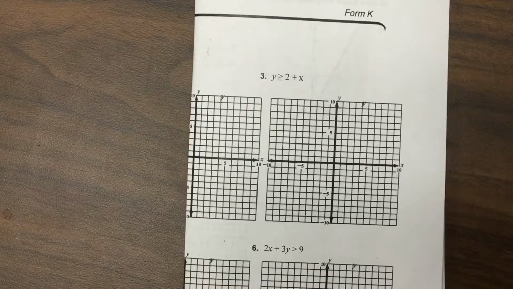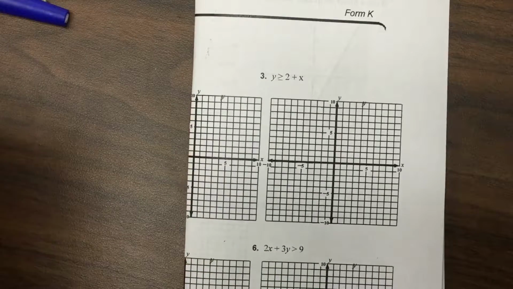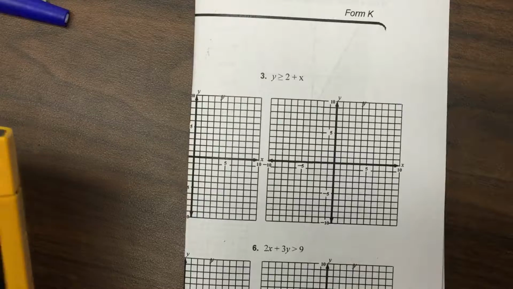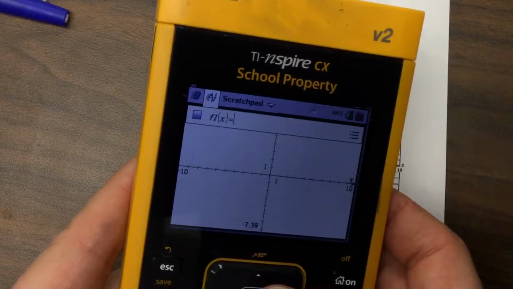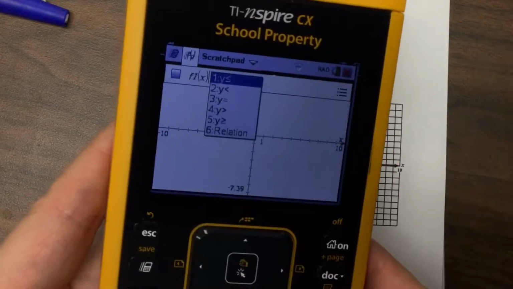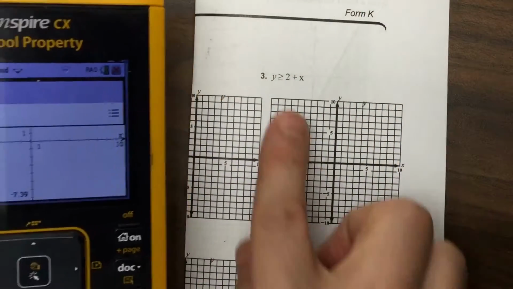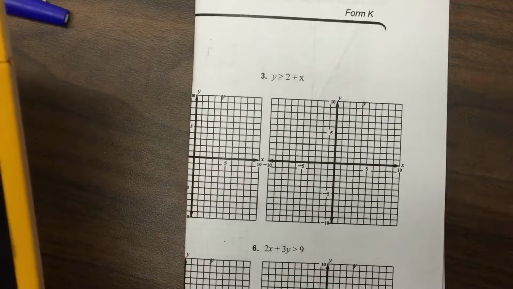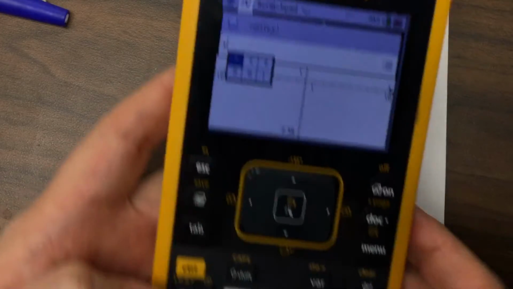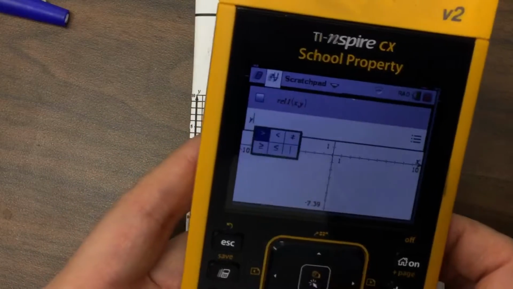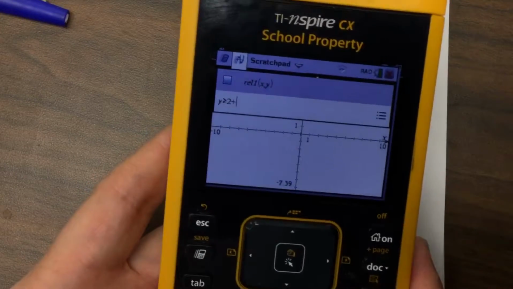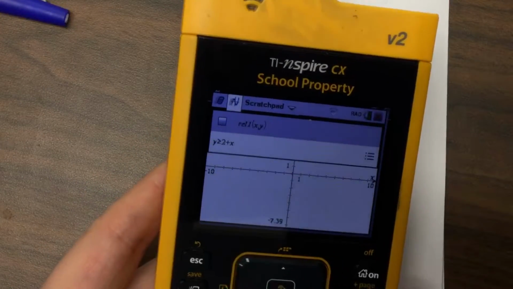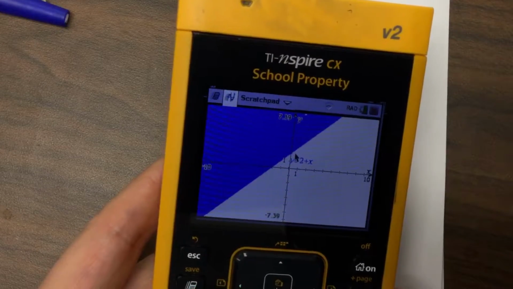Y is greater than or equal to 2 plus x. So I'm going to go back to graph, and I'm going to type it in. I'm going to go ahead and delete the equal sign, go down to 6, and put in y is greater than or equal to 2 plus x. Y, I hit Control, equal sign, and I go to greater than or equal, 2 plus x. There it is on the screen. I push enter. There's my line.